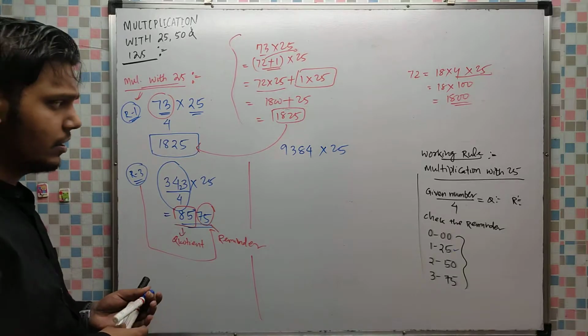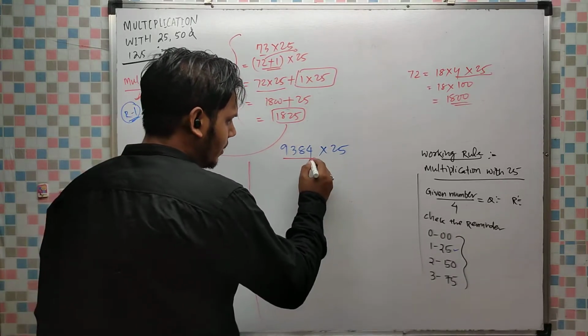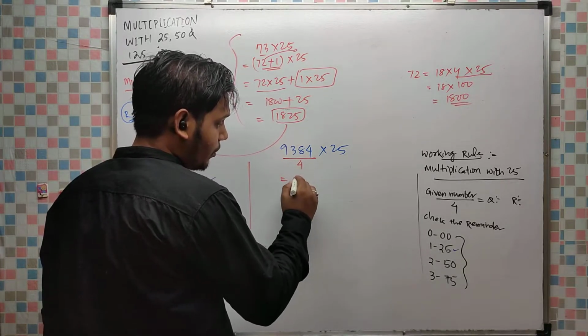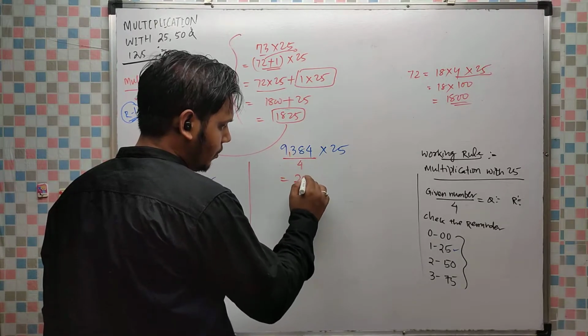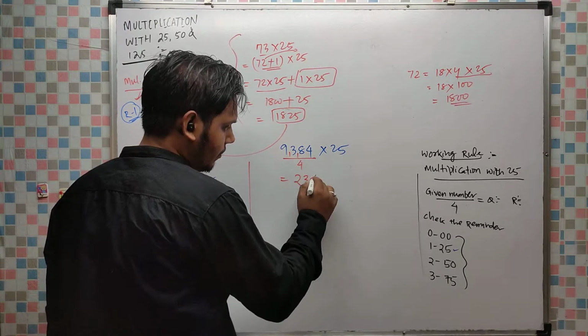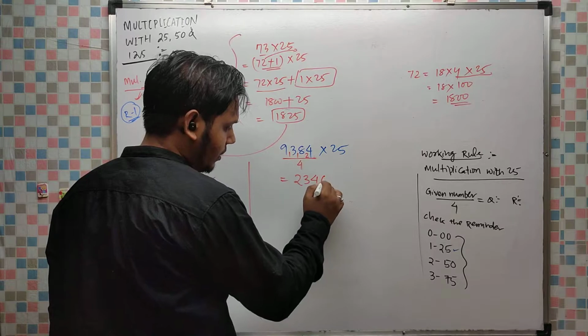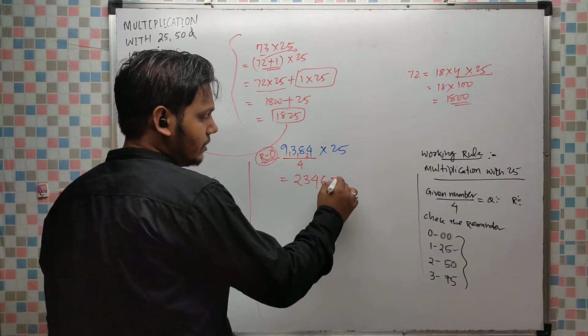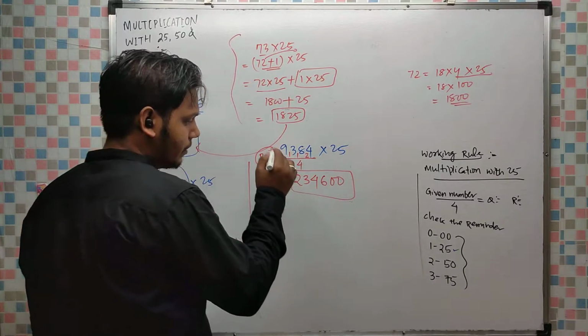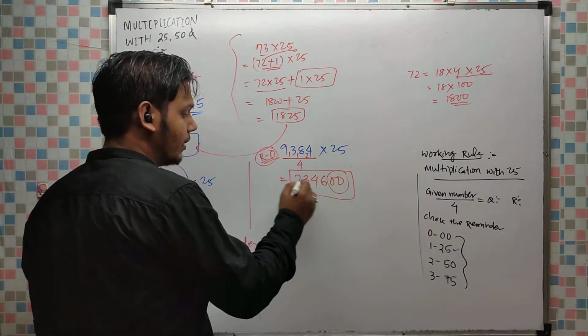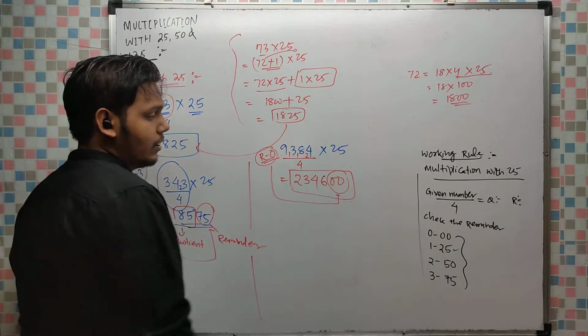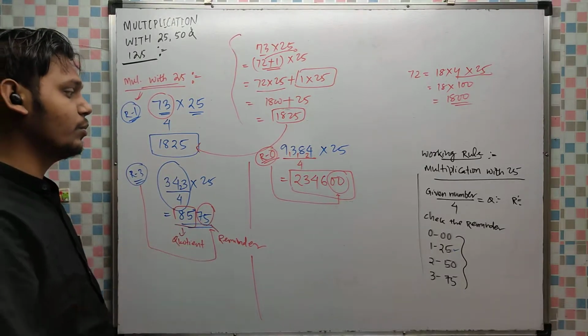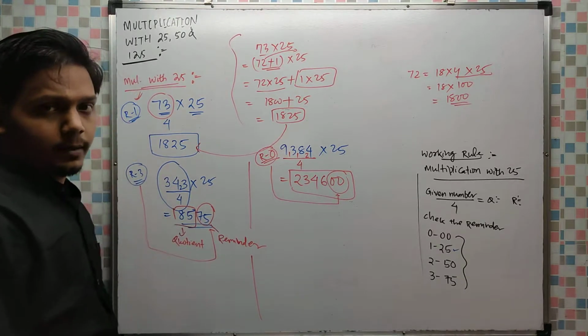The method is nothing. You have to divide the number by 4. 4 twos are 8, 4 threes are 12, 4 fours are 16, 4 sixes are 24. Oh, it is divisible. The remainder is 0. Remainder 0 means you have to keep 00 as the last two digits. So 2346 00.